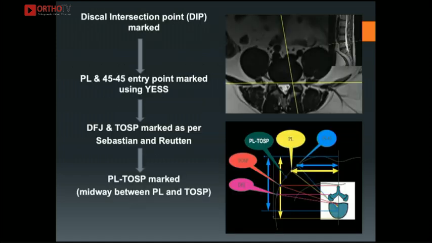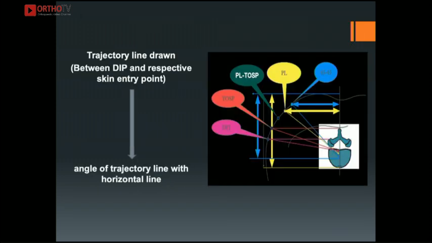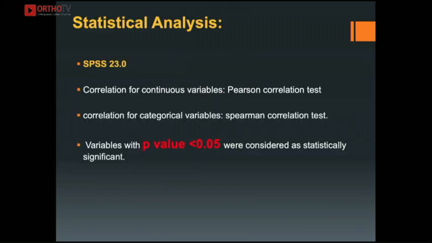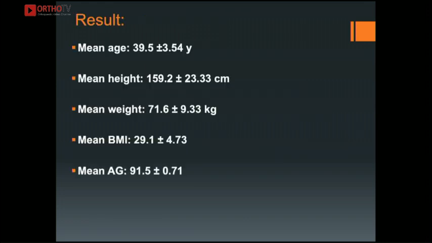We marked the discal intersection point, which is the point of the posterior vertebral line and the medial pedicular line. And then we marked the PL and 45 entry points as per the geometric technique, and DFJ and TOSP as per Sebastian Rutten. PL-TOSP was marked as the midpoint between PL and TOSP. The trajectory was drawn between the respective entry points and the DIP point, and the angle of trajectory with the horizontal was measured. We used SPSS software 23, and correlation tests were used with statistical significance at a p-value less than 0.05. So the results were like this.